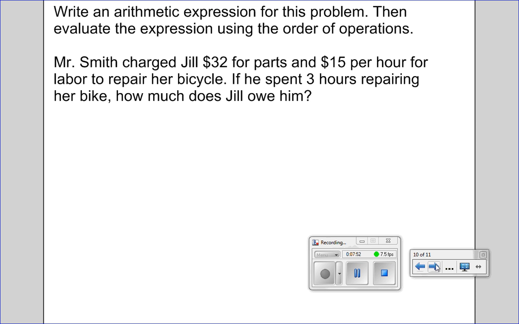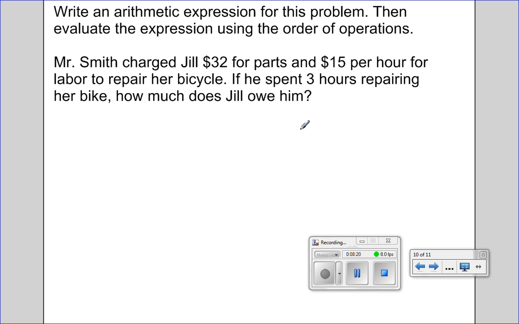All right, let's take a look at this one together, because I'm certainly going to give you some word problems to try on your own in our next class. Write an arithmetic expression for this problem. Then evaluate the expression using the order of operations. Mr. Smith charged Jill $32 for parts and $15 per hour for labor to repair her bicycle. If he spent 3 hours repairing her bike, how much does Jill owe him?